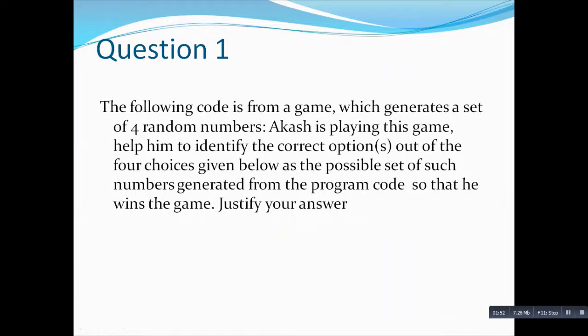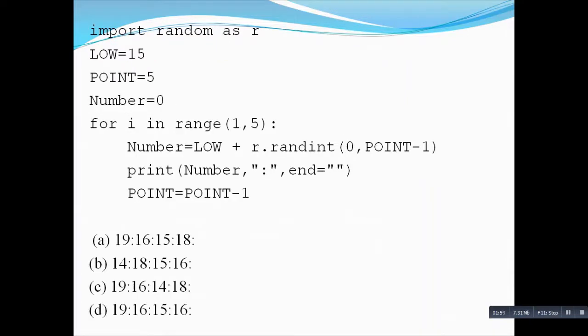Let us get into the question and see what type of code is given. Import random as R. I told you the meaning of as R: R is the alias name that is created here. One variable low equal to 15 and point equal to 5. Number is another variable with value 0. And a for loop is running from 1 to 5.